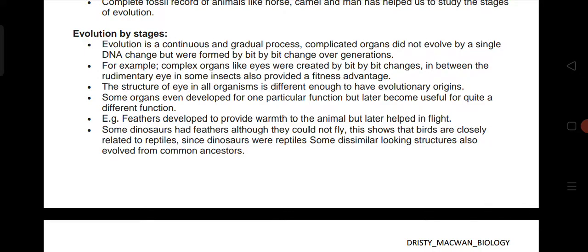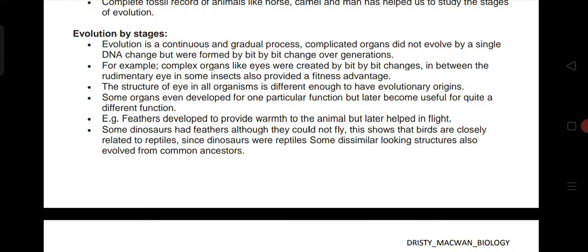For example, complex organs like eyes were created by bit by bit changes starting from the rudimentary eye in some insects, which also provided a fitness advantage. So to understand the stages of evolution, an example of a complex organ like the eye is given: complex eyes were created by several changes which took place from the rudimentary eye in several insects, and this explains the fitness advantage.